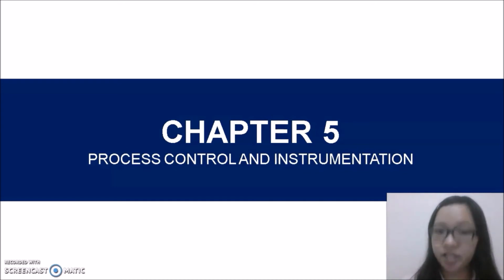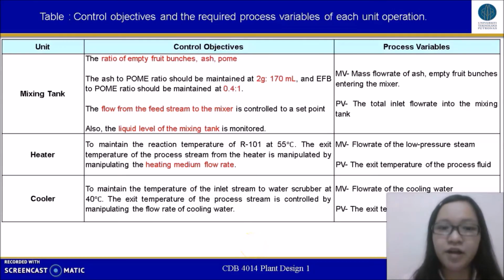Especially in the anaerobic digestion, there are specified environmental conditions for active microorganism growth in order to ensure an effective conversion of organic materials into biogas, where temperature and pH become the key process variables. Before we start to construct the P&ID diagram, we need to identify the control objectives and also the process variables. This table tabulates the control objectives and the process variables for each unit operation.